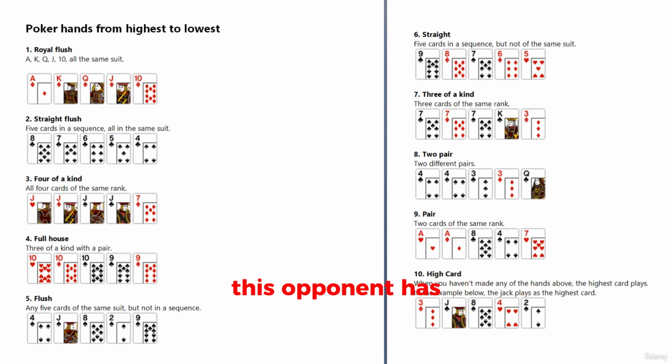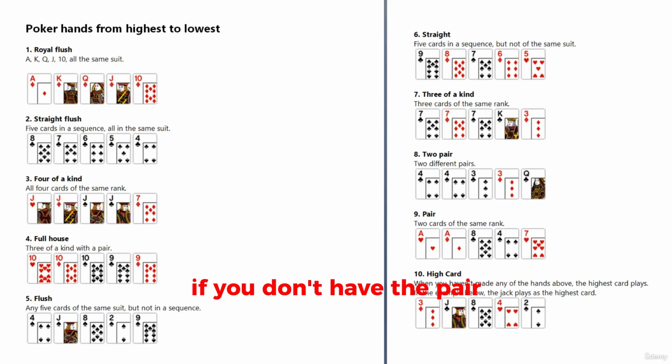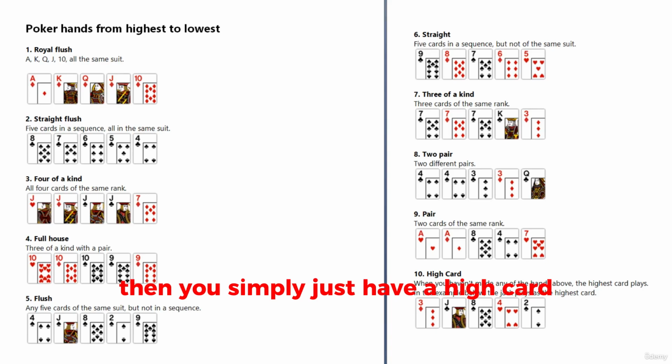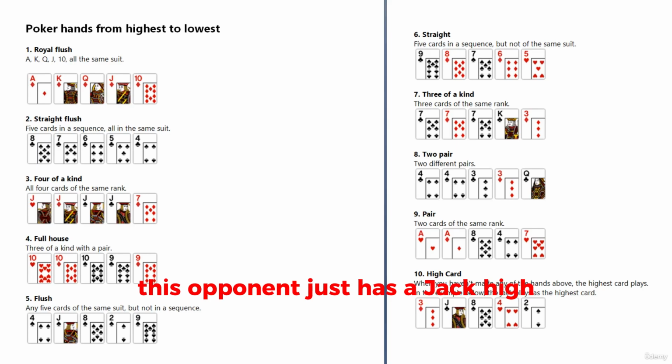So for example, this person has a pair of aces with an 8, 4, and a 7 kicker. And then if you don't have any of those, if you don't have a pair, 3 of a kind, a straight, a flush, a full house, or better, then you simply have a high card. In this example, this opponent just has a jack high with an 8, 4, 3 deuce kicker. So those are the hand rankings.